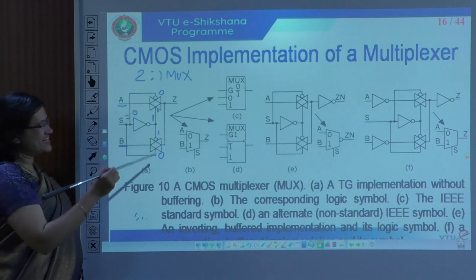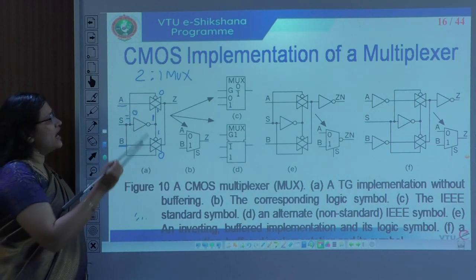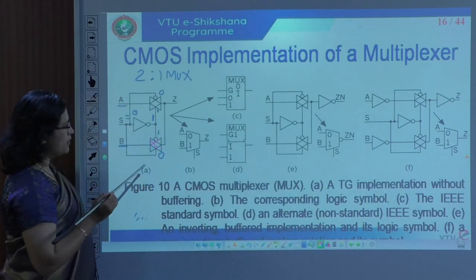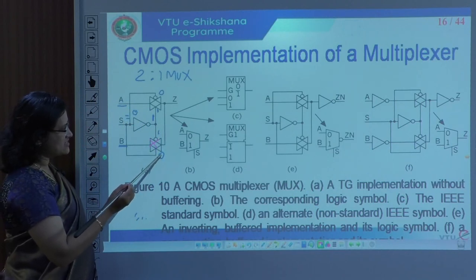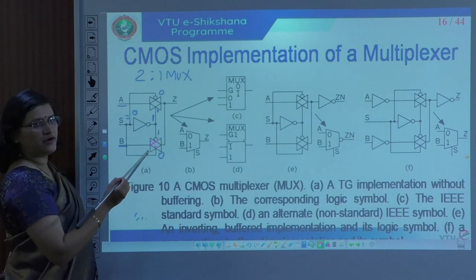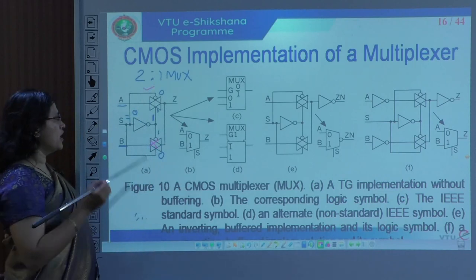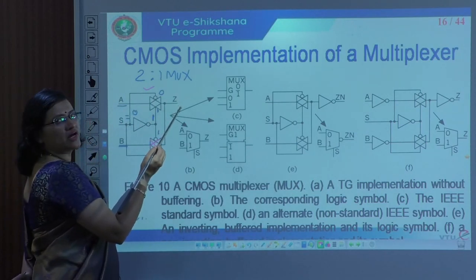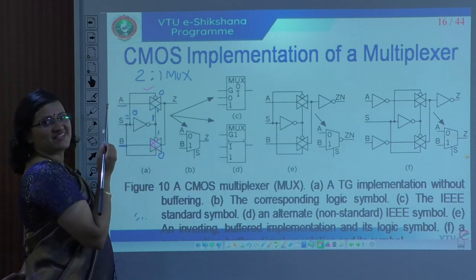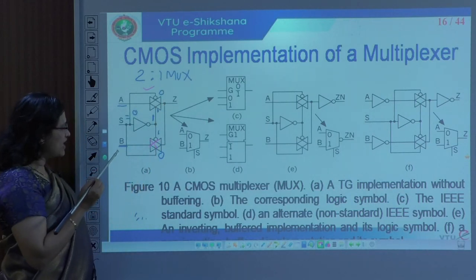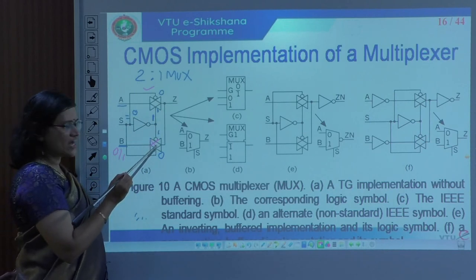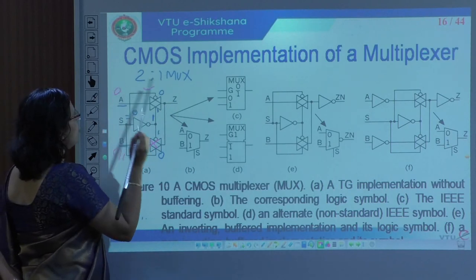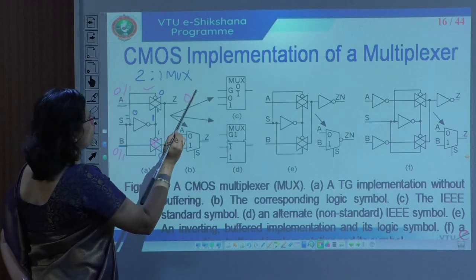Now, from this diagram, 2 transmission gates are used, and you can see that the second transmission gate is turned off, because the N channel is given 0 and the P channel is given 1. Whereas this transmission gate is turned on, right? Whatever value you give at the A input side is transferred to the Z output. The transmission gate just acts like a buffer. Even if you give B as 0 or 1, since this transmission gate is off, it is not going to appear at the output side. So, if you give A as 0, your output will be 0. If A is 1, the output will be 1.